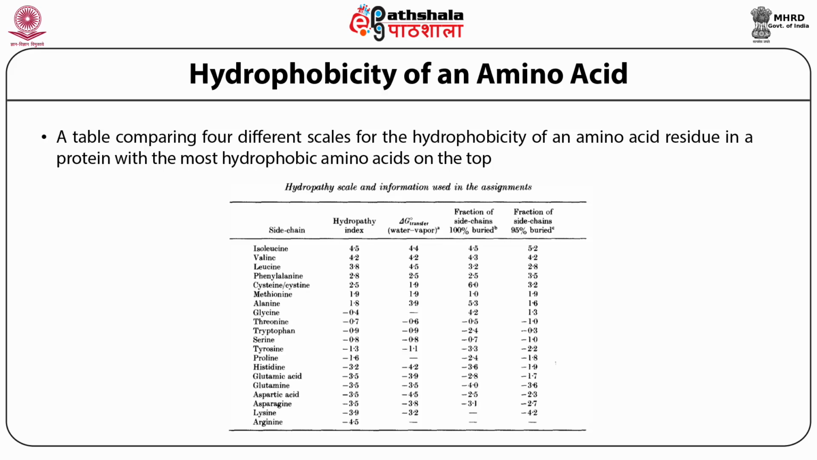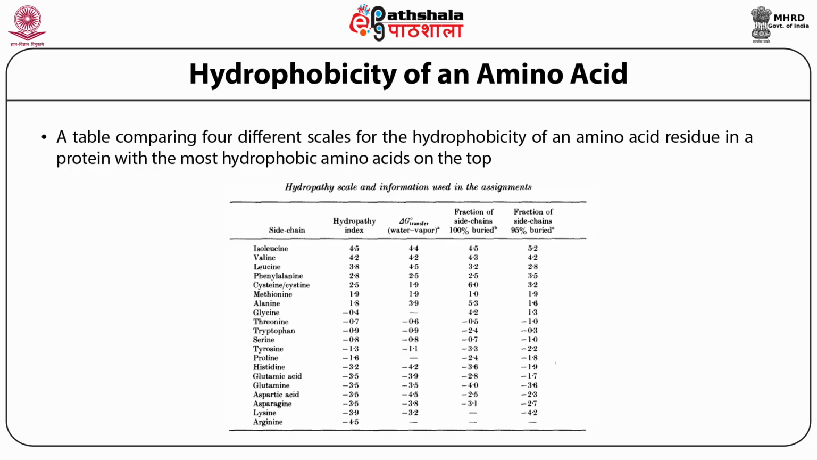In this table, you can see that isoleucine has the highest hydropathy index of plus 4.5 and arginine has the least, with a value of minus 4.5. So you can see that at the top of this hydrophobicity scale we have hydrophobic amino acids. When you move from top to bottom, the hydrophobicity decreases.